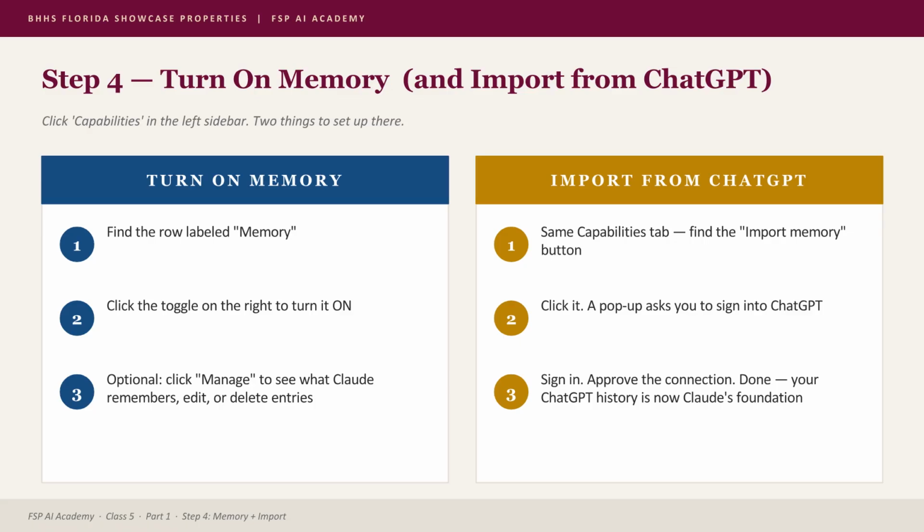Second thing on this same Capabilities tab, for those of you who came over from ChatGPT, there's a button called Import Memory. Click it. A pop-up asks you to sign into ChatGPT. Sign in, approve the connection, and everything ChatGPT learned about you over the past year or two becomes Claude's foundation. One click. Huge unlock. Why don't we pause the presentation here for a moment, and let me show you all 4 steps live on my screen: opening settings, the profile fields, instructions for Claude, and turning on memory.